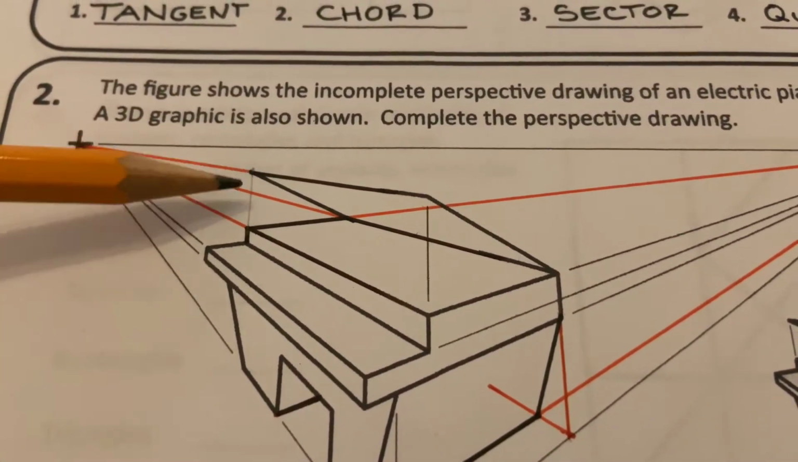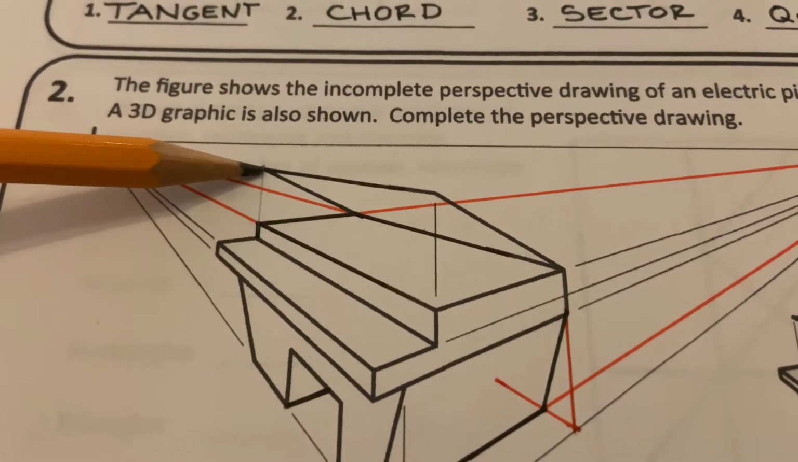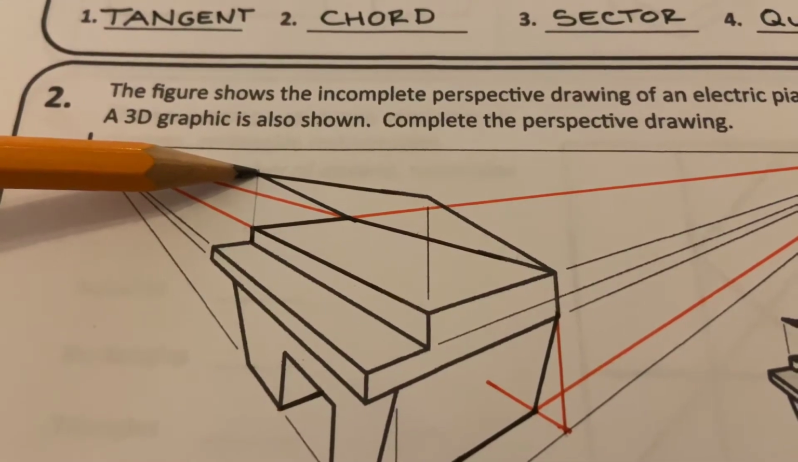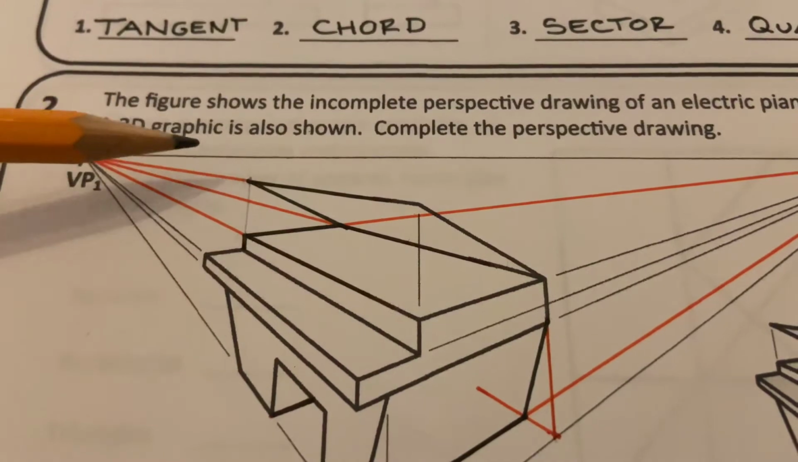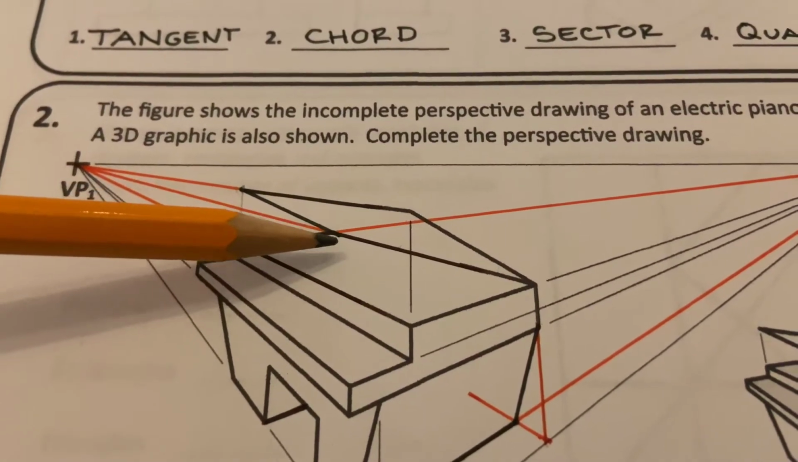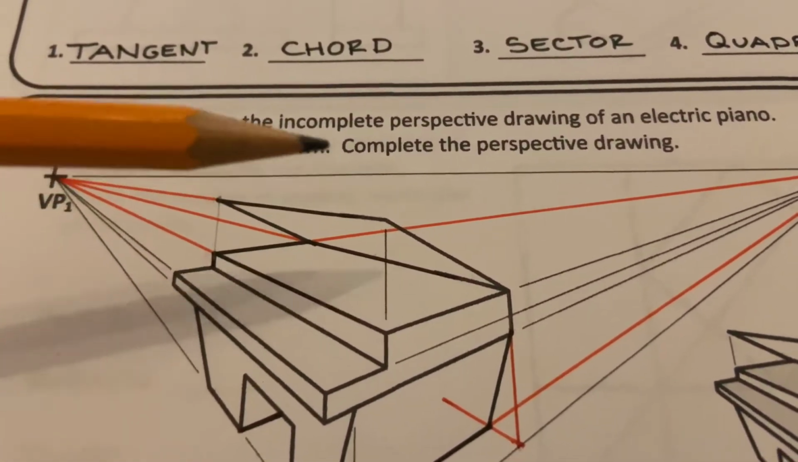So to get this point here, I brought up that point there as a vertical line. That gives me that point there I'm looking for, and I can continue this line over to meet that and then back down to that corner. And that completes the lid of the piano.